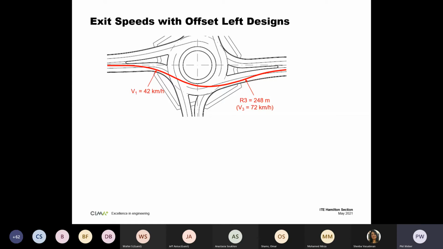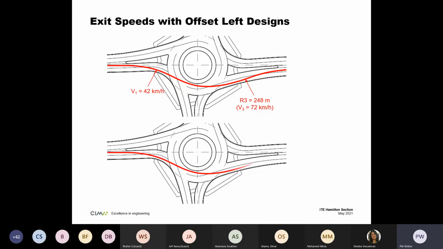So there are actually two ways we can measure the fastest path exit speed. One is to measure the vehicle path. The other is to measure acceleration from the circulating speed. So the entry speed is 42 kilometers an hour. They actually have to slow to 34 kilometers an hour as they circulate.